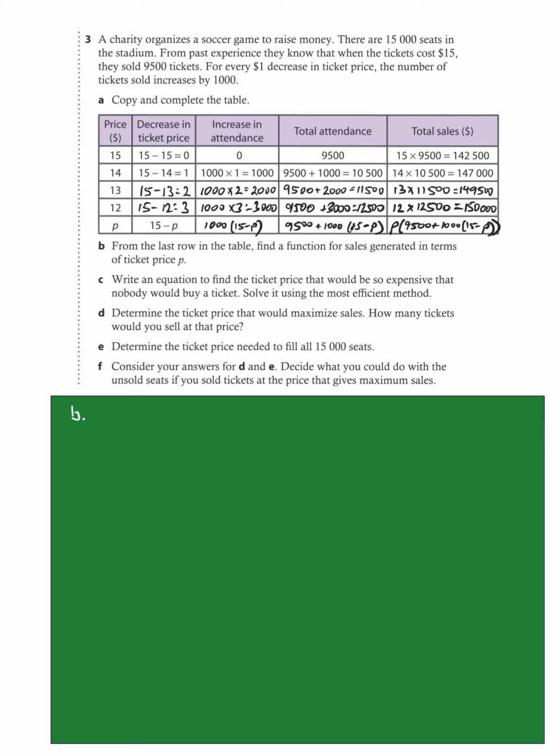And then we'll look at 3B. From the last row in the table, find a function for the sales generated in terms of ticket price P. Well, that's that one. So we're going to put S for sales. S equals P times 9,500 plus 1,000 times 15 minus P.